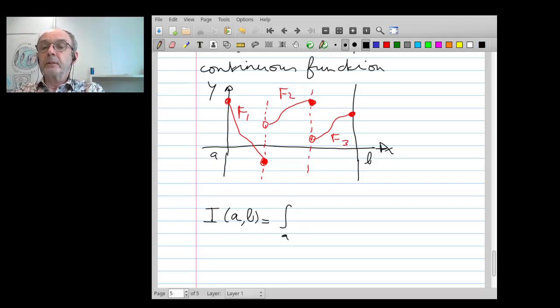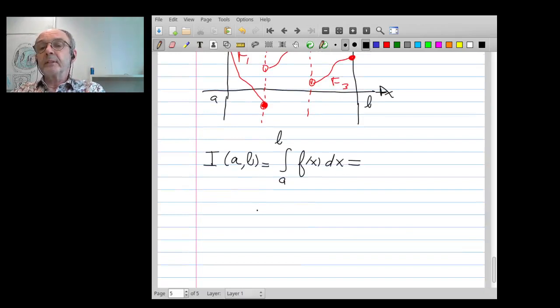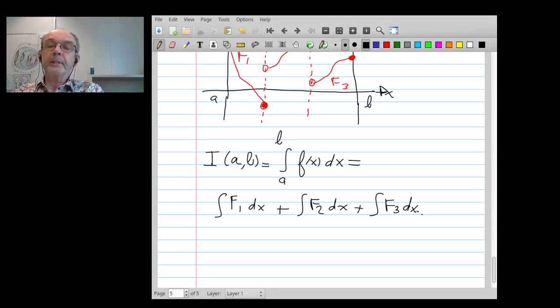so the integral over the interval ab of this one here. Now what can you do? You can cut that integral into pieces, and you have the integral of f1 plus the integral of f2 plus the integral of f3 dx. So you can just cut it into pieces and then add those integrals together.